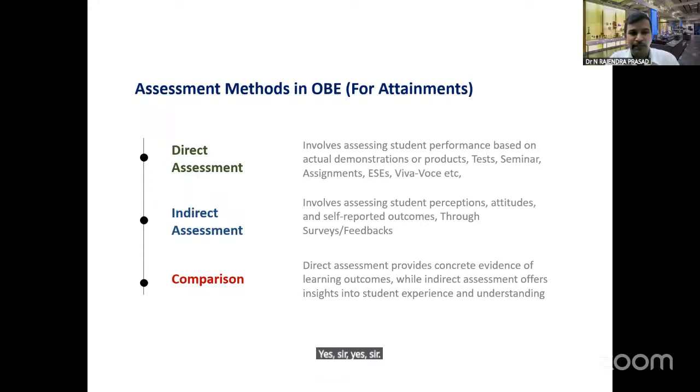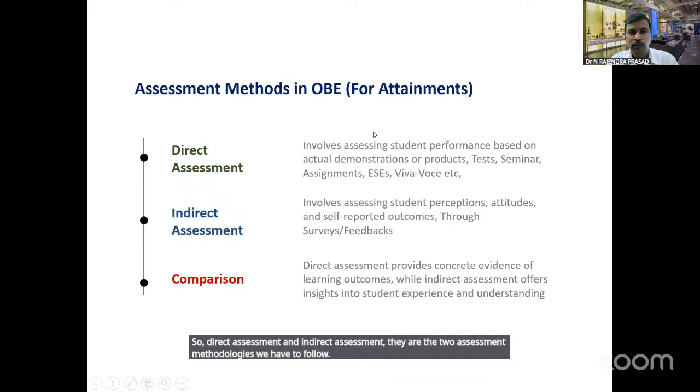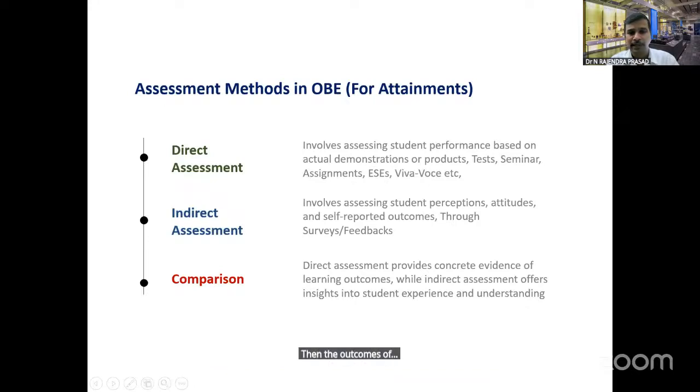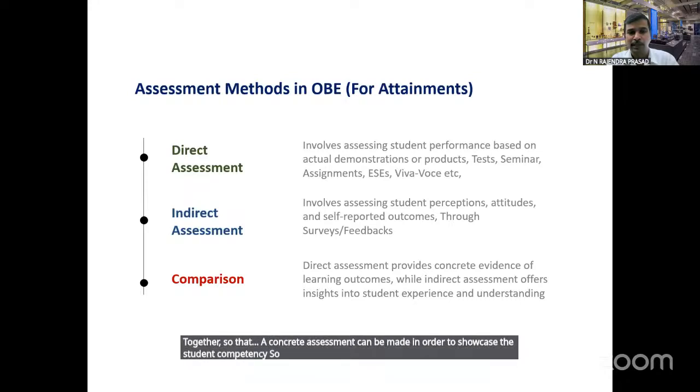So direct assessment and indirect assessment, they are the two assessment methodologies we have to follow. Then the outcomes of direct and indirect assessments are to be compared together so that a concrete assessment can be made in order to showcase the student competency so that they can be given the good confidence in making them globally employable.